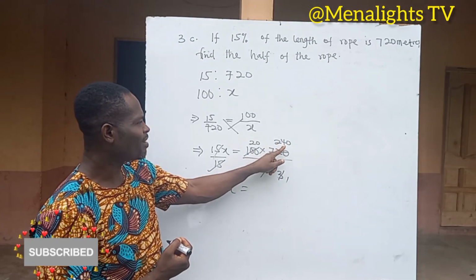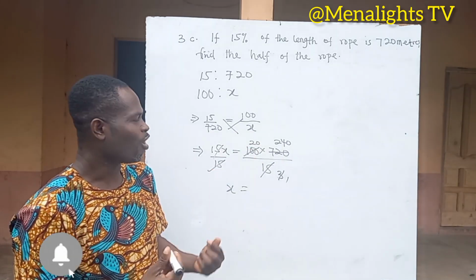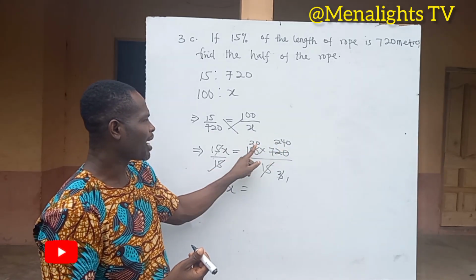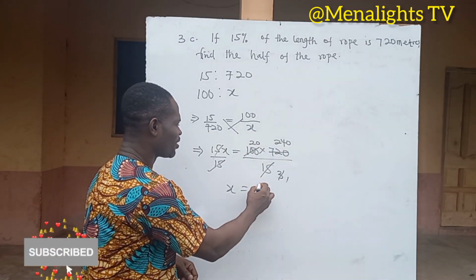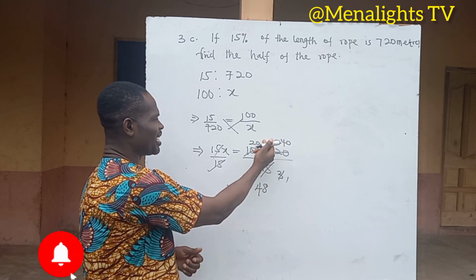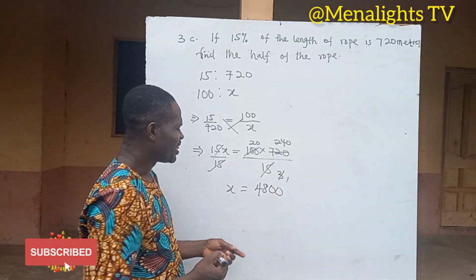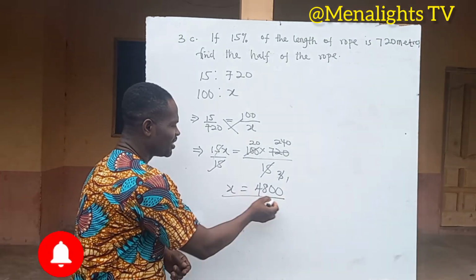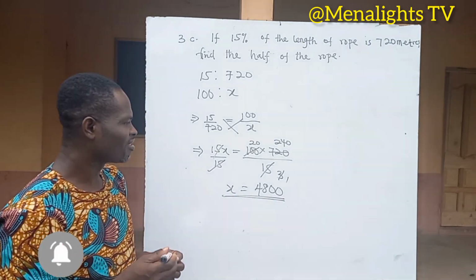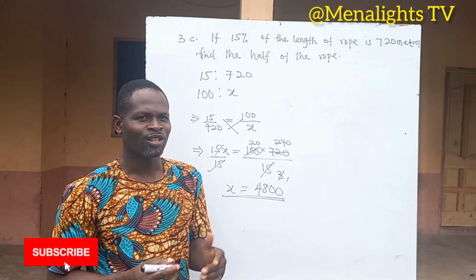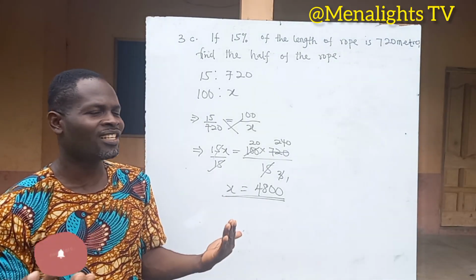So 240 times 20, or you can do it this way, 24 times 2 will give us 48. Then you have a 0 here, another 0 here, then you introduce those 2 zeros. So that means the length of the rope is 4,800. So the 4,800 is the length of the rope.